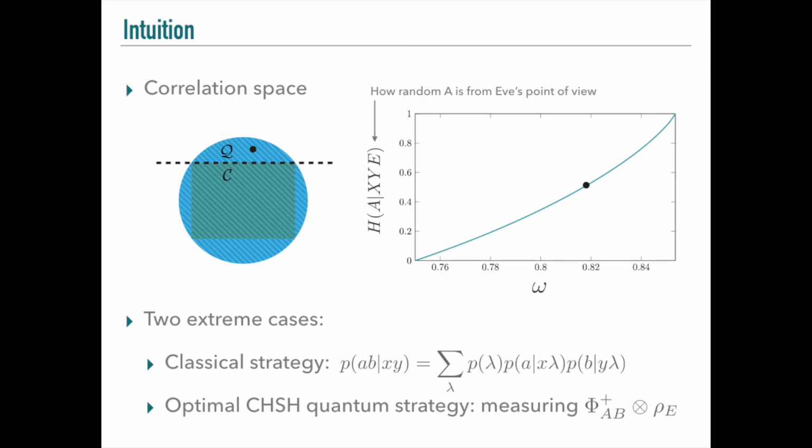And then you can take basically any point in this correlation space, and if you know the winning probability in the CHSH game, so how well it's doing compared to this line here, then you can put it on this curve and know how much entropy you have in Alice's output, as a function of the winning probability.